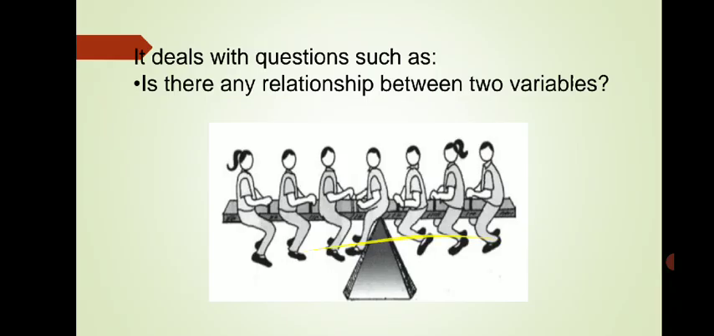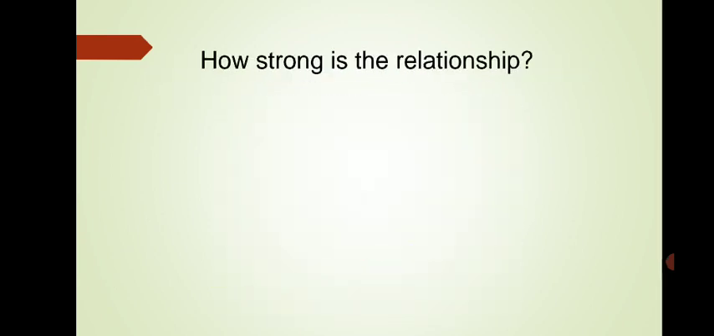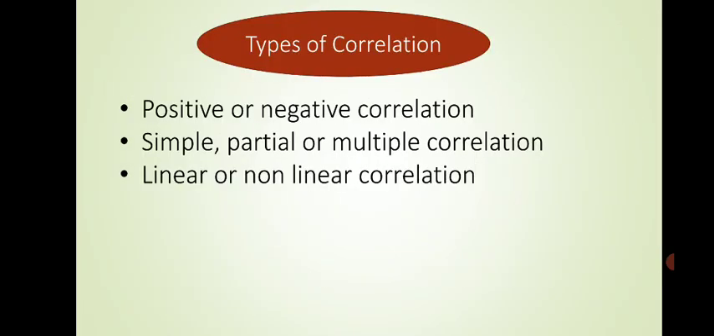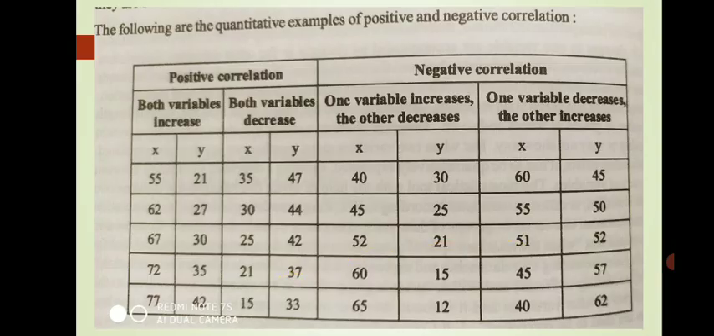These are types of correlation. Correlation may be positive or negative. Correlation may be simple, partial or multiple. Correlation may be linear or non-linear. These are the types.